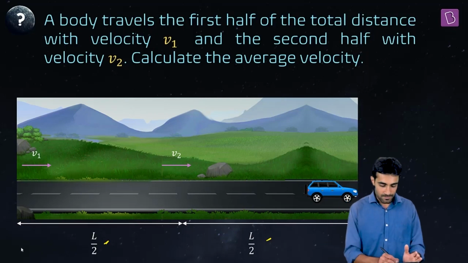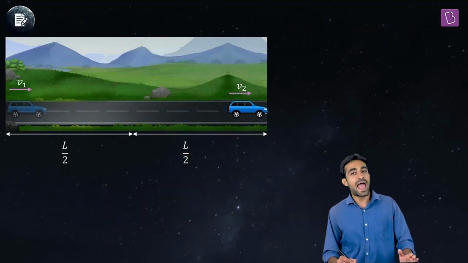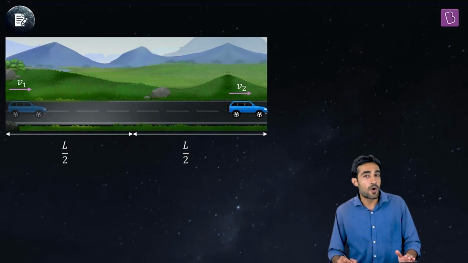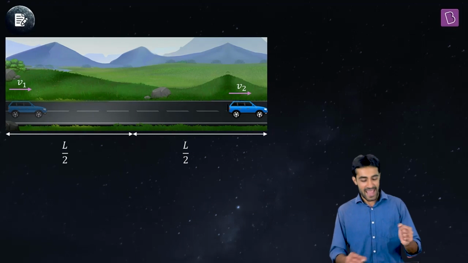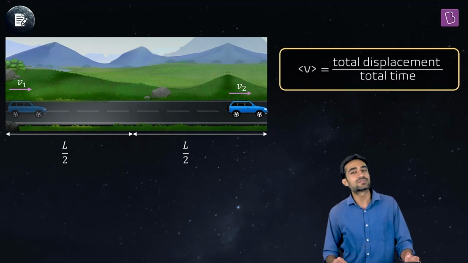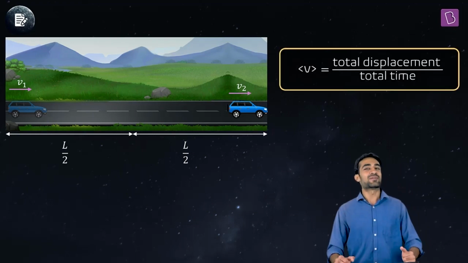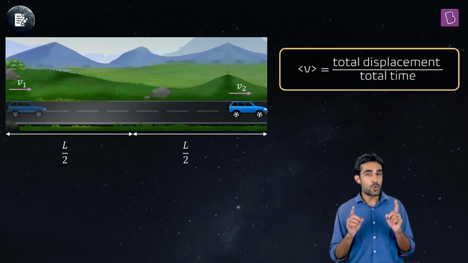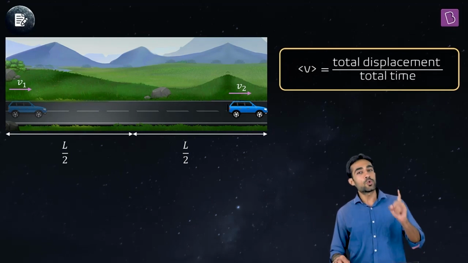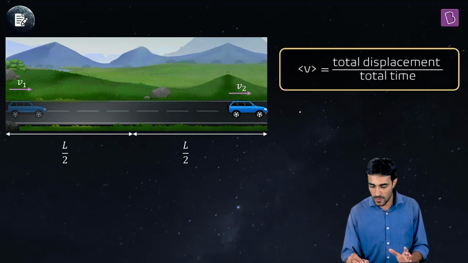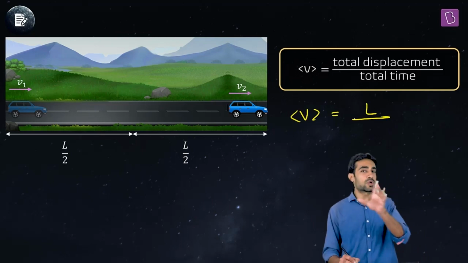Okay? So, what is the formula of average velocity? Do you remember the formula? You will say yes. What is the formula? The formula is average velocity is total displacement upon total time. Great. Now, what is the total displacement you can see over here? Total displacement is L. So, average velocity is total displacement L divided by total time.